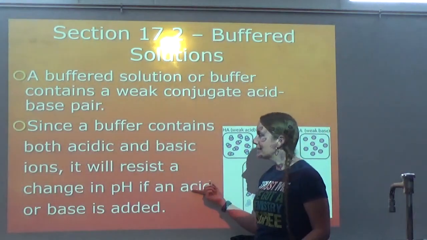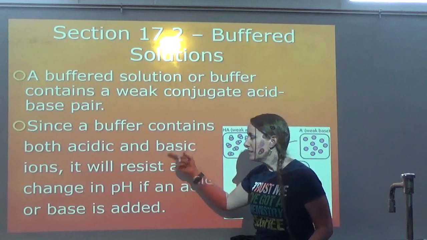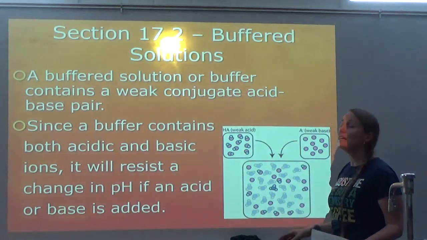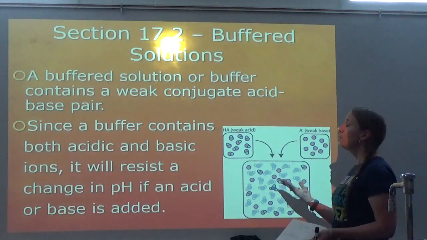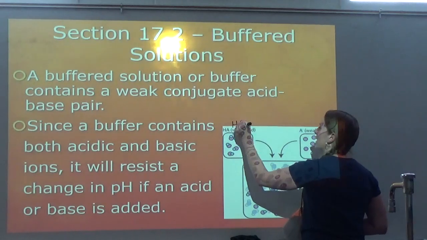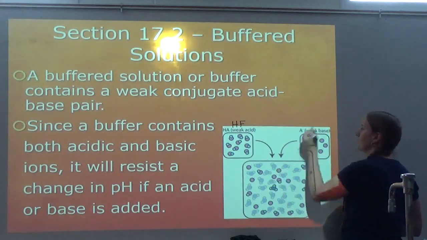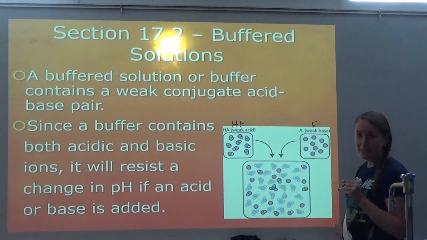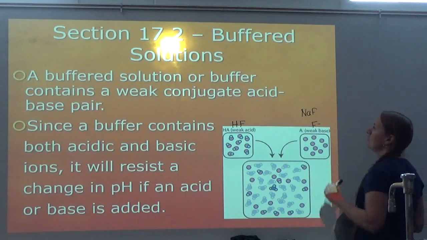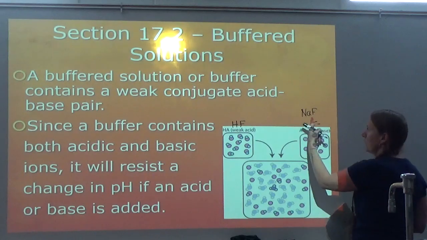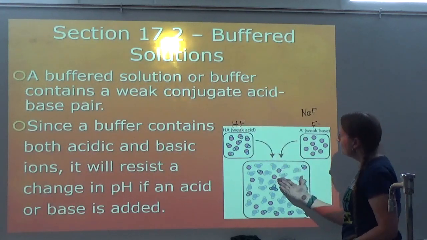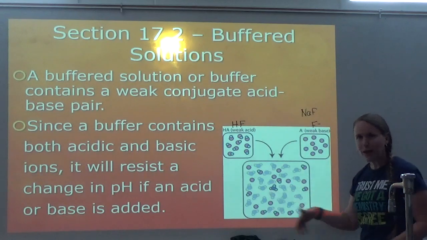So if you add an acid, the base will neutralize it. If you add a base, the acid will neutralize it. So it can neutralize either part that's added. So like for example, a buffer might contain HF, which is a weak acid, and F minus. And the way we add F minus is you can just add it as a salt. So like NaF will split up into Na plus and F minus. So if I mix hydrofluoric acid and sodium fluoride, I'll get a buffer.